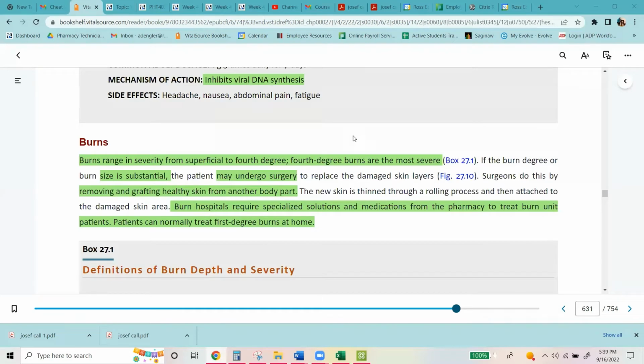Burns range in severity from superficial to 4th degree. 4th degree burns are the most severe. If the burn degree or burn size is substantial, the patient may undergo surgery to replace the damaged skin layers. Surgeons do this by removing and grafting healthy skin from another body part. Burn hospitals require specialized solutions and medications from the pharmacy to treat burn unit patients. Patients can normally treat 1st degree burns at home.